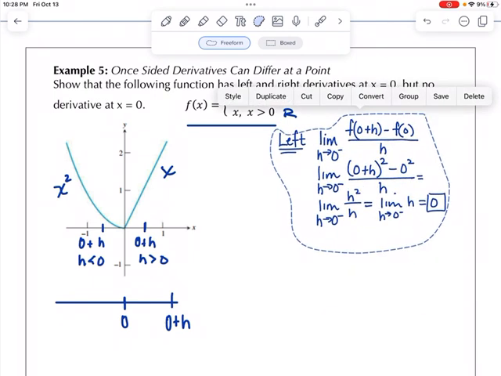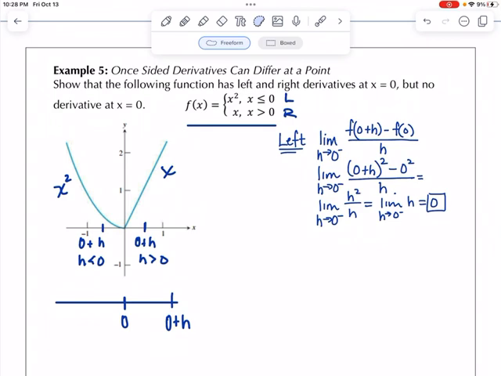So you can see what I'm doing here: h is less than 0 here, and I'm approaching 0 from this side, right? As h goes from 0 in the middle to 0 plus h, h is negative, taken away from 0. On the right-hand side, h is being added, or h is positive. Okay? So you have to understand what you're looking at here. Now, on the left-hand side, we have x squared. On the right-hand side, we have y is equal to x.